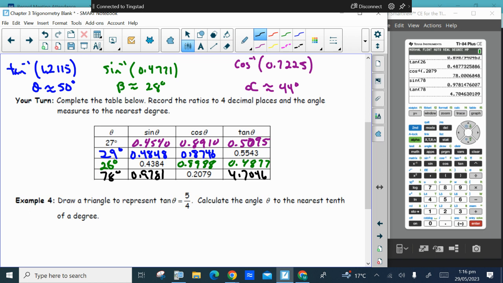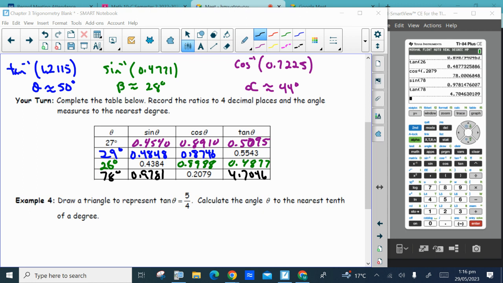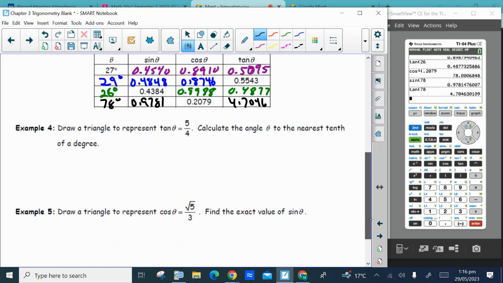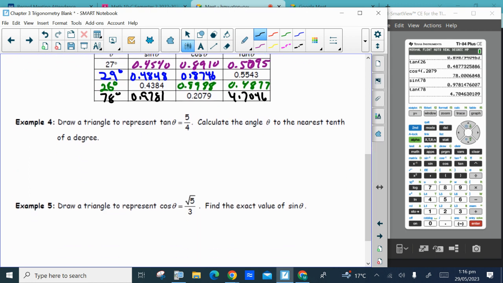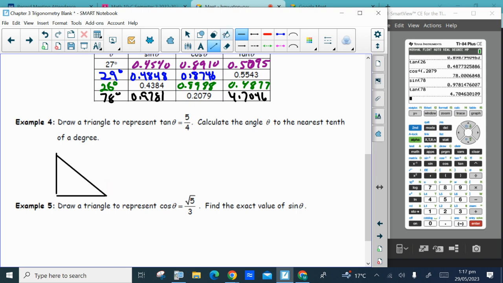So again, we will use our trig ratios in order to help us find missing sides and missing angles in right triangles. So this next question is an example of where we will do that. Again, these only work with right triangles. So you have to have a 90-degree angle triangle. So I'll start by drawing a right triangle.